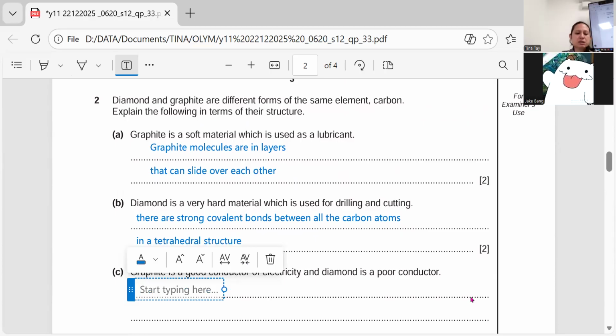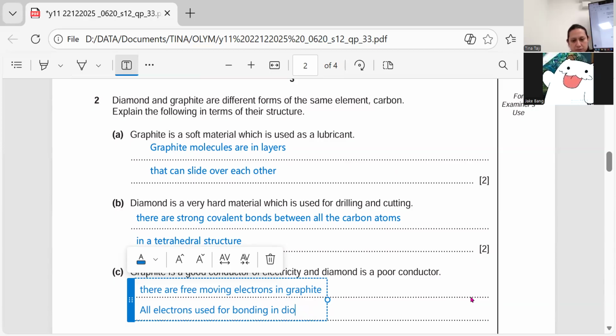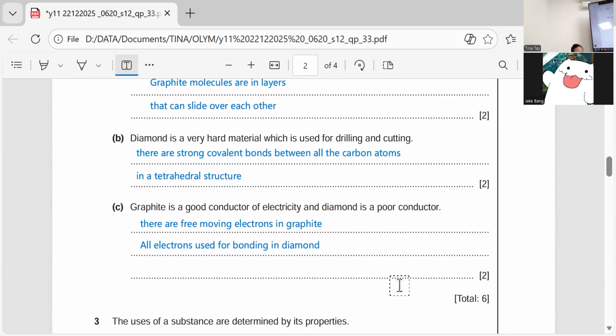Why is graphite a good conductor? There are free moving electrons. Remember, in graphite only 3 electrons are used for bonding. The 4th electron is free. In diamond, all electrons are used for bonding. Good.